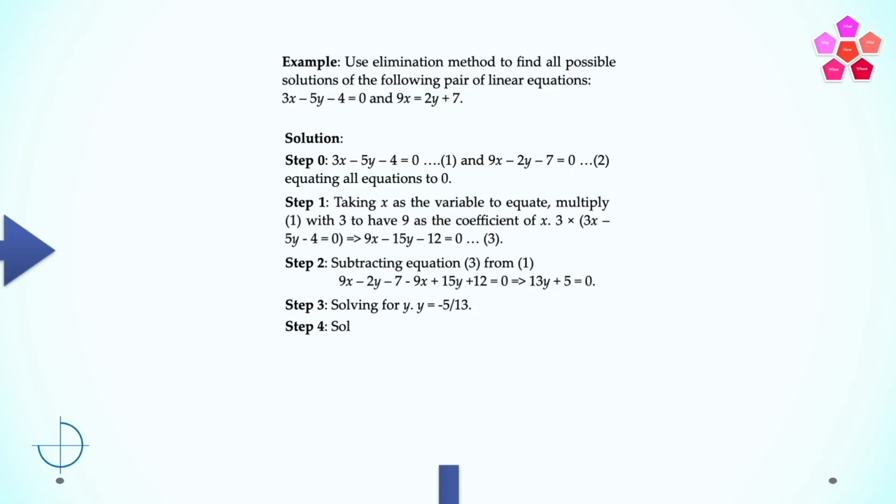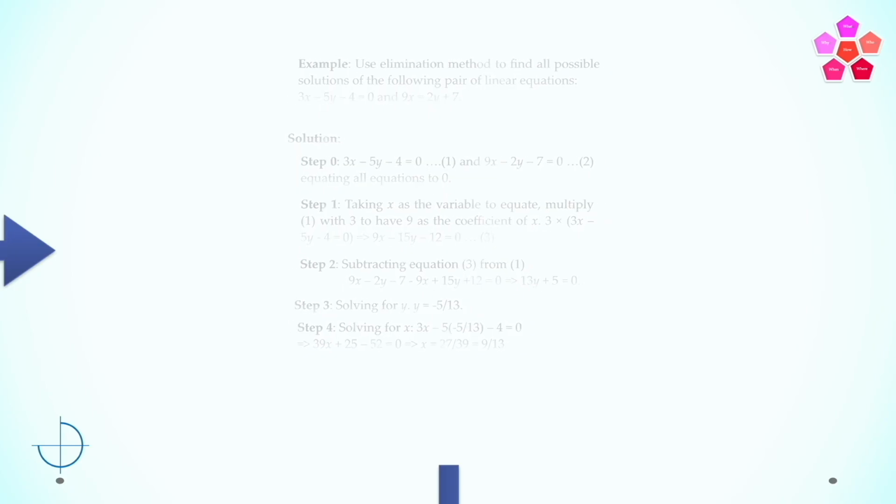Step 4 is solving for x. So we have 3x minus 5 into minus 5 by 13 minus 4 is equal to 0, which implies that 39x plus 25 minus 52 is equal to 0, which in turn implies that x is equal to 27 by 39, which can further be simplified as 9 by 13. Let's take another example for elimination method.